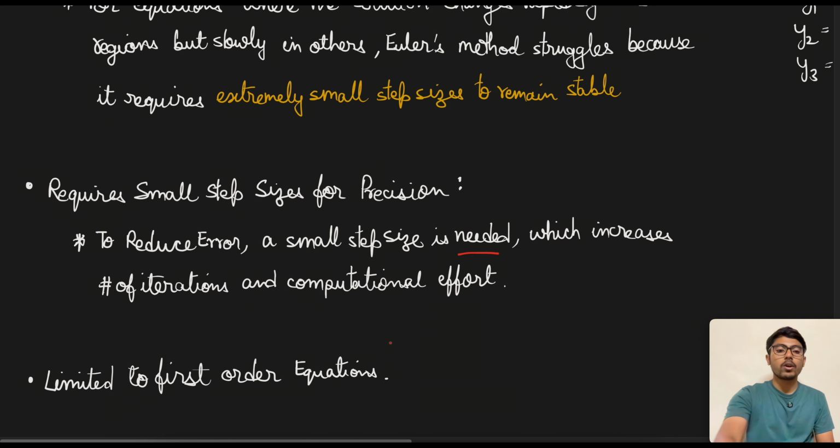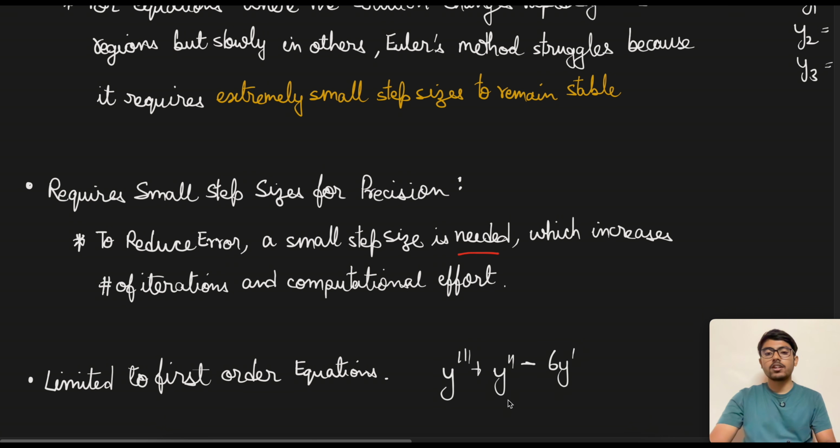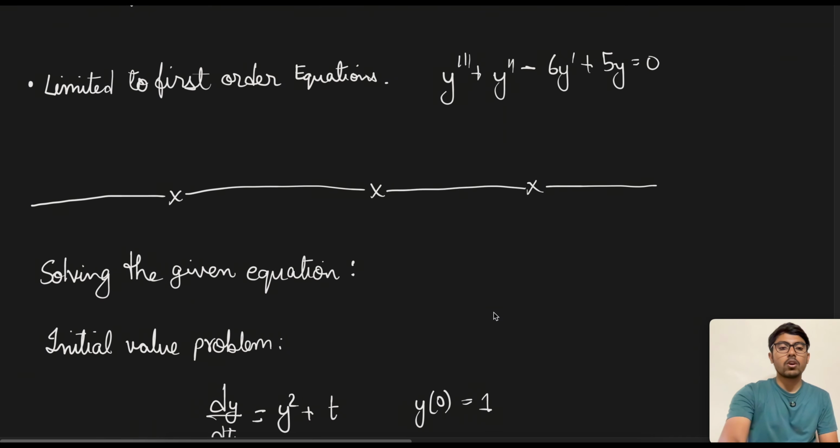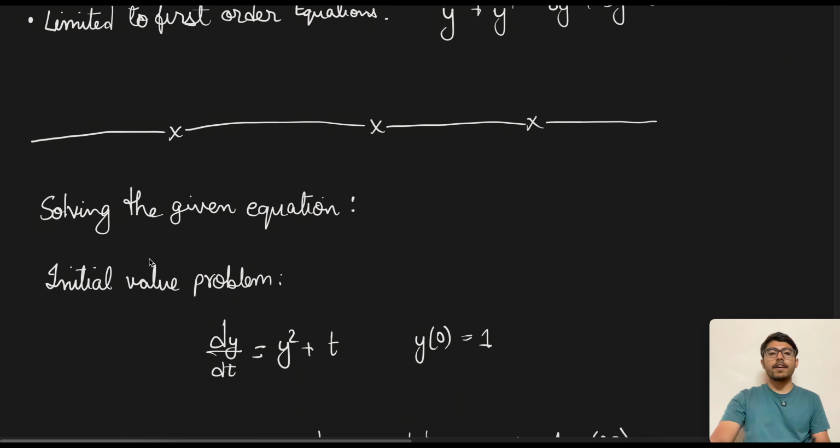Another important consideration is that it is limited to first order equations as well. Therefore, we can say that Euler's method cannot be applied for something like this, basically a polynomial of the differential equation, right? So we just can't apply Euler's method, at least in this format, for differential equations of higher order than 1.